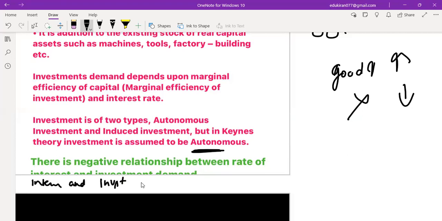If the rate of interest is high, like the loan interest rate is high, at that time what will you do? You will invest less. But if you are getting a low interest rate somewhere, you will demand high. Clear? Yes, ma'am.